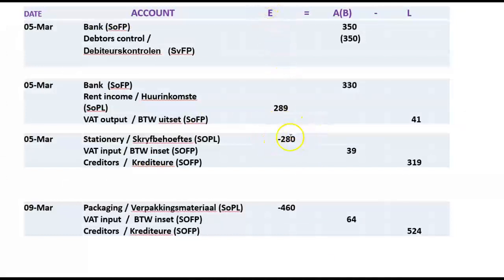It reduces equity, so it's a minus or a bracket sign. You must actually use a bracket and not a minus because it's very confusing to see that little minus. So let's make it a bracket, 280 Rand. The VAT is going to be VAT input, so it's 14% of that under assets. The asset is going to increase by 39 Rand because it's also a debit, and a debit will give us a total credit statement of financial position. Creditors, liabilities, is going to increase with the full VAT inclusive amount of 319 Rand.